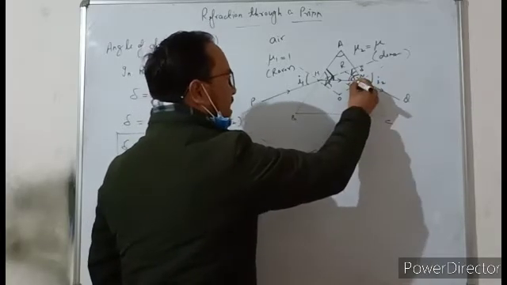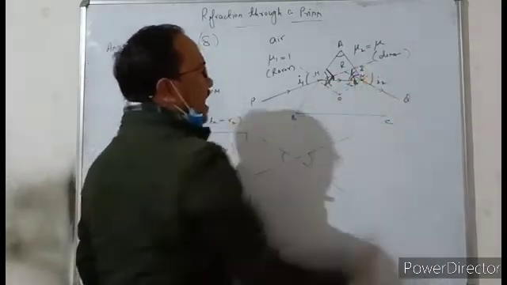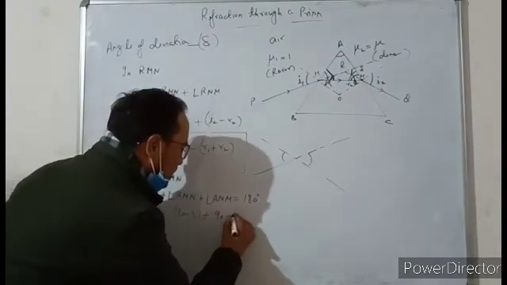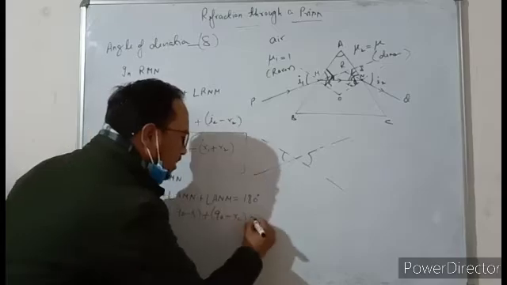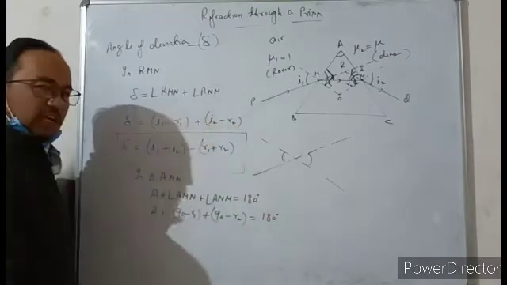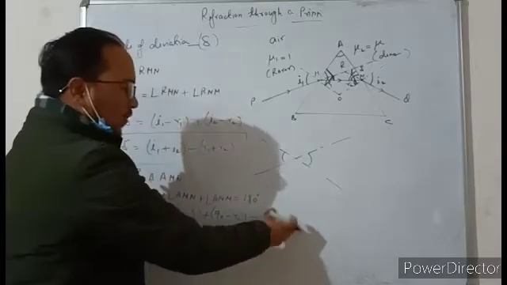From here this angle is R2. So we can say the remaining angle becomes 90 minus R2. So plus 90 minus R2, and this equals 180 degrees. Now 90 plus 90 is 180. 180 is equal to 180, cancel out.